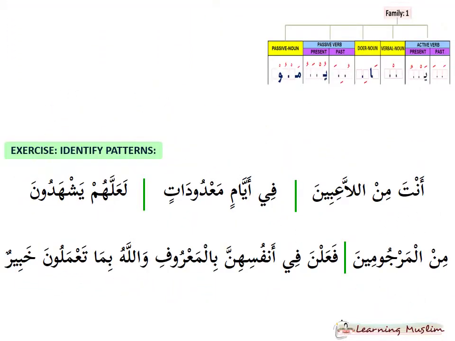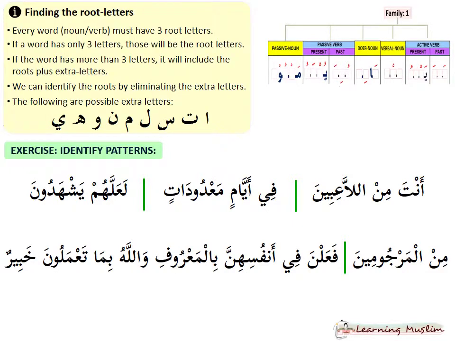Let's see if we can identify them in the following examples. But before we go there, finding the root letters is a concept that we haven't spoken much about, so let's talk about that. Every word, noun, or verb must have 3 root letters. If a word has 3 letters, then obviously those 3 would be its root letters. If it has more than 3 letters, it will include the roots plus what we call extra letters. We can identify the roots by eliminating the extra letters.